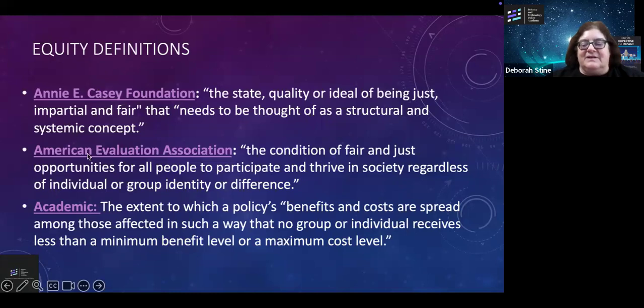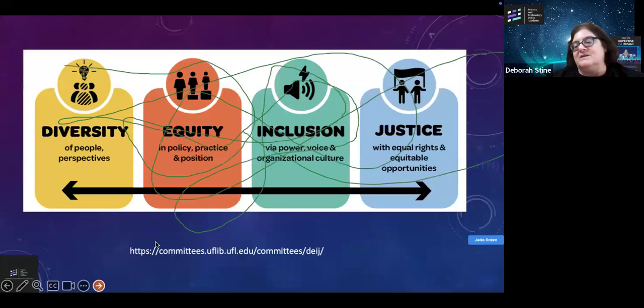And then the academic definition, which goes back a very long time to a major scholar in this area. And this is the extent to which a policy's benefits and costs are spread among those affected in such a way that no group or individual receives less than a minimum benefit level or a maximum cost level. So what's important to think about is that your organization might have a definition of equity, or your state, your local government. But if not, then there needs to sort of be a definition.